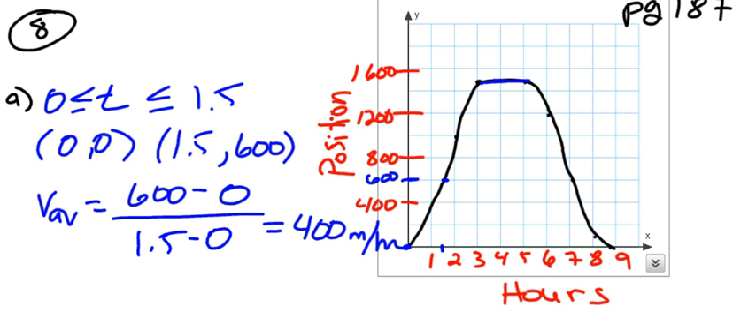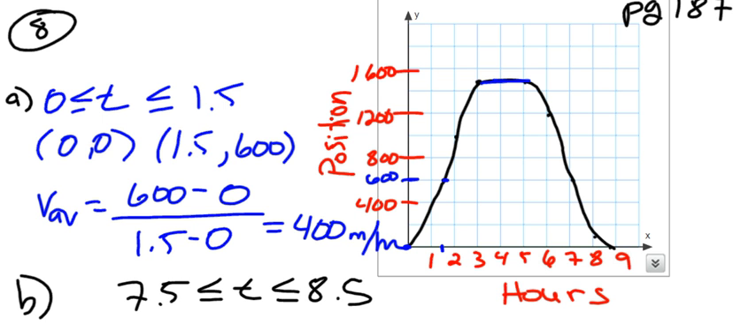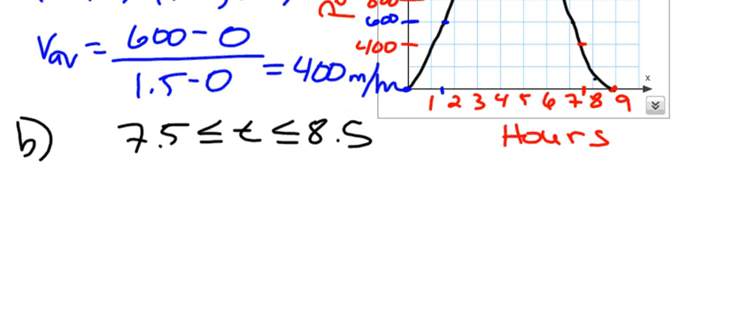This is part A. Part B wants us to figure out the average velocity from 130 to 230, or from our t interval 7.5 to 8.5. So we're going to use 7.5, excuse me, to 8.5. And we can see on our graph that from 7.5 here, it looks like maybe we're at 400, and at 8.5, it looks like we're at the point 8.5, 0. So we can use those two points.